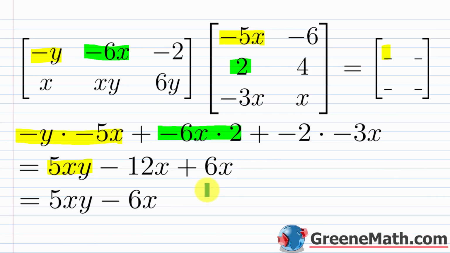And so negative 6 times 2 is negative 12, and then just times x. So you get negative 12x. Then sliding down, you have negative 2 times negative 3x. Well, you would have this right here. So that's negative 2 times negative 3, that's 6, and then just times x. So you get 6x. All right, so looking at this guy right here, all you're going to do is combine like terms. So 5xy, you can't do anything with that.